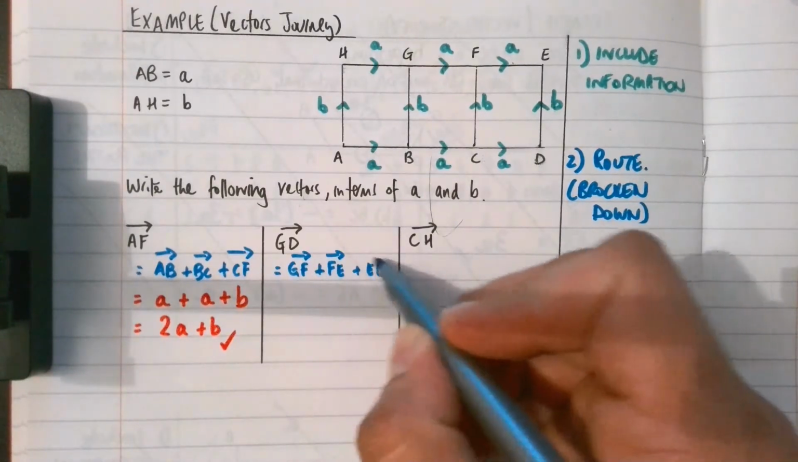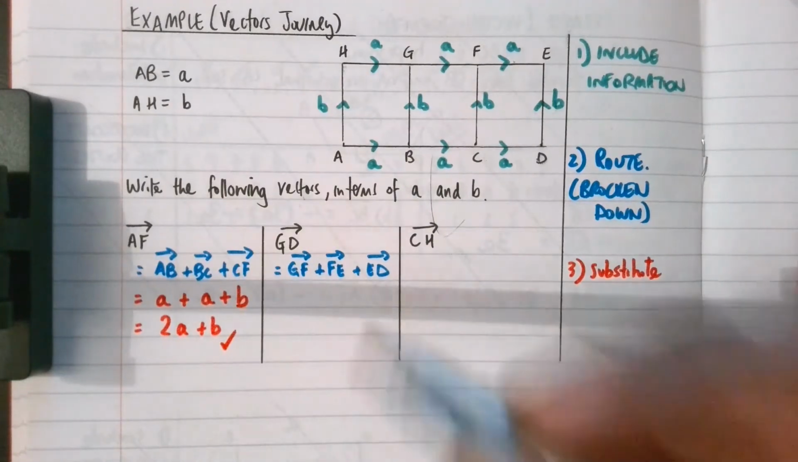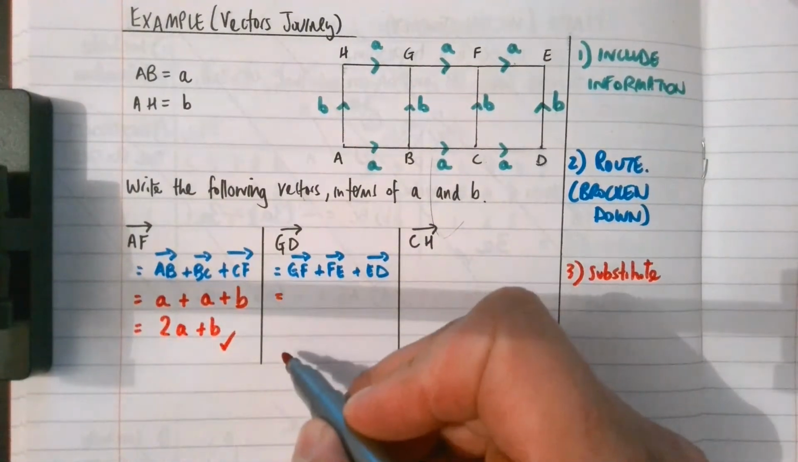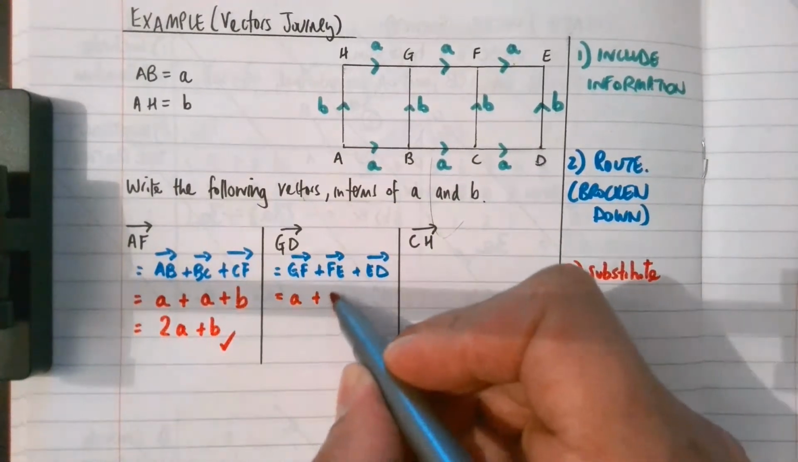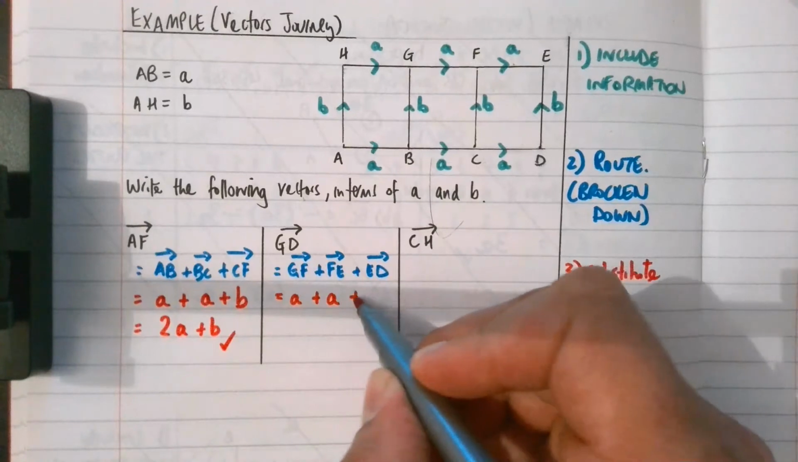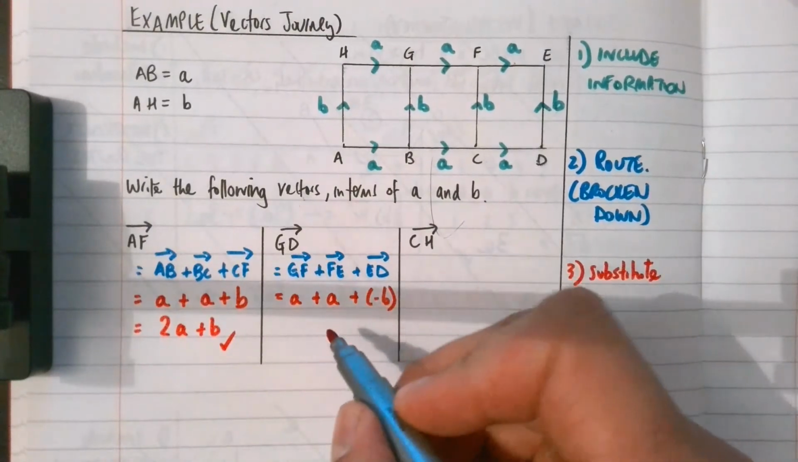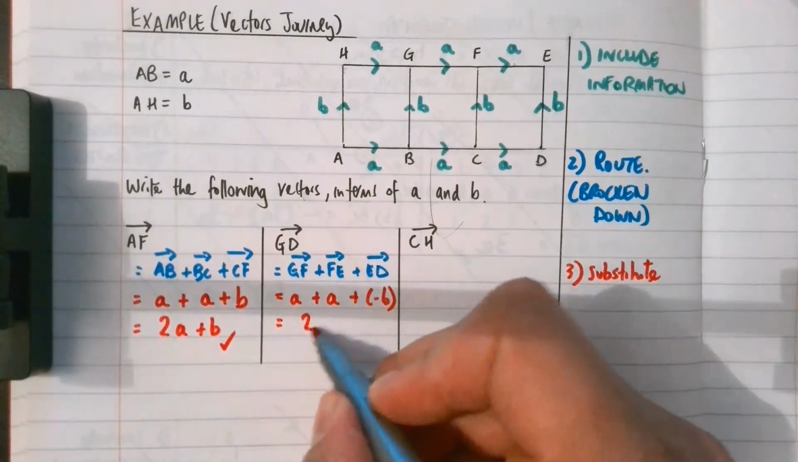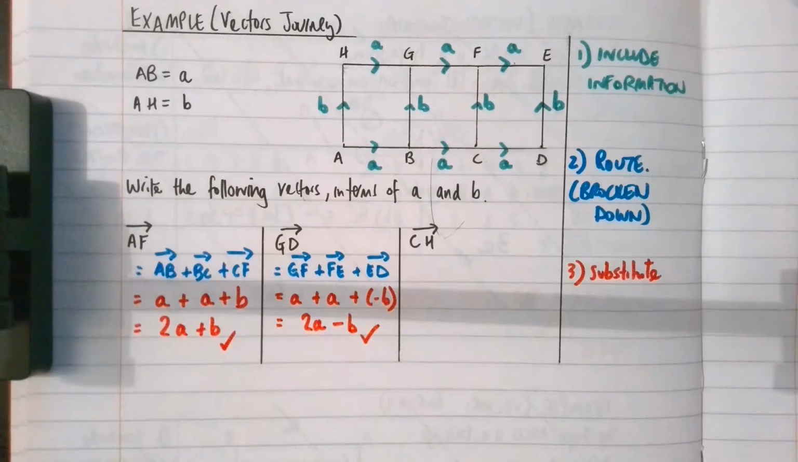Now we need to be careful how we put the vectors in, or how you substitute. So GF is going to be straightforward. GF is going to be a. FE is also a. It's going with the arrow. But ED, we are going against the arrow, so we're going to have a minus b because we're going against the arrow. And it's going to end up being 2a minus b. Remember, vectors have both size and direction. We're going against the original direction, so that becomes a minus.